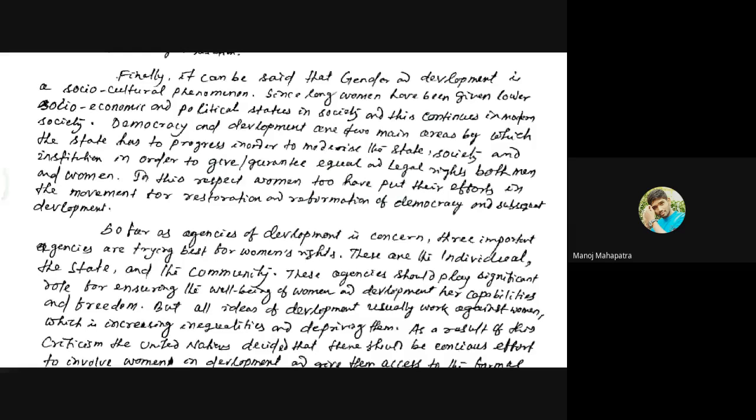Democracy and development are two main areas by which the state has to progress in order to modernize the state, society, and institution, in order to give or guarantee equal and legal rights to both men and women. It is democracy and development. So, how the old democracy will be reformed, how the maximum freedom will be given irrespective of gender discrimination.